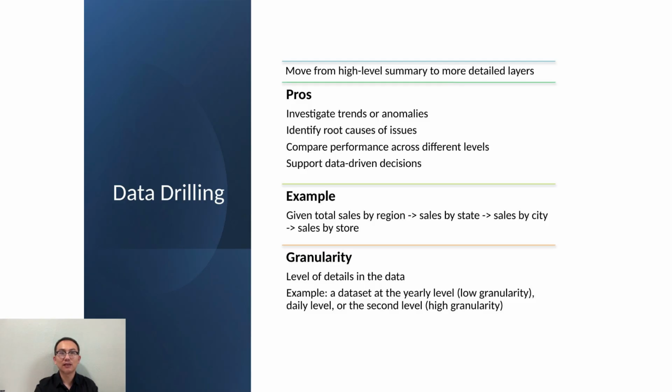The level of detail in your data is called its granularity. For example, you might have data recorded once per year, once per day, or even every second. If the data is at the yearly level, that's called low granularity because it's more general. If it's recorded by the second, that's high granularity because the detail is much more precise. So the finer the detail, the higher the granularity. The more general the data, the lower the granularity.